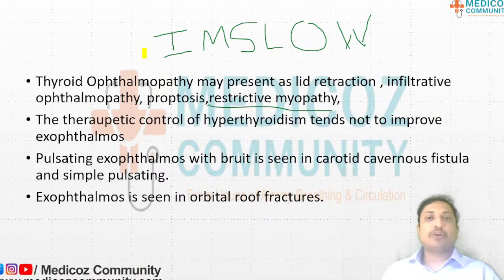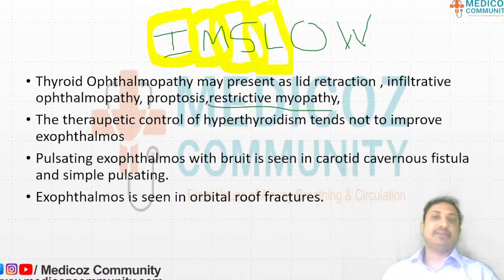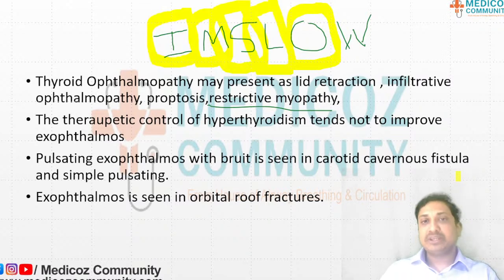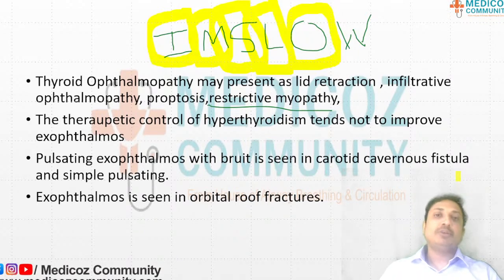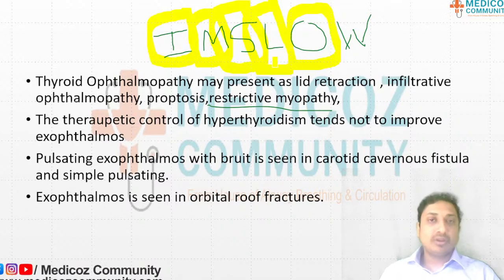The involvement of extraocular muscles is inferior rectus first, then the medial rectus, then the superior rectus, and then the lateral rectus and levator muscle. And then last come the oblique muscles. So remember this mnemonic, I am slow. If they ask you a question on involvement of extraocular muscles in thyroid eye disease, the inferior rectus gets involved first.